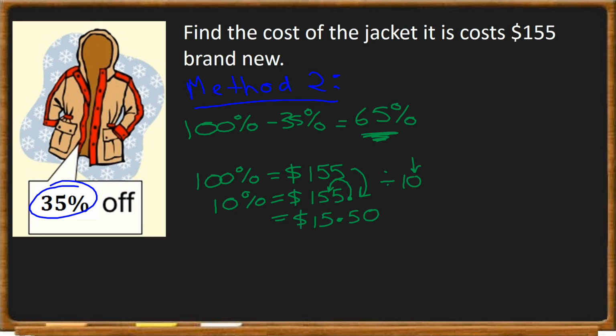$15.50. Now, I'm trying to get 65%, so clearly 10% won't get me there directly. I also need 5%. If I know that 10% is $15.50, 5% is half of that, so I can just divide by 2. You can use your calculator, and if you divide that amount by 2, you're going to get $7.75.